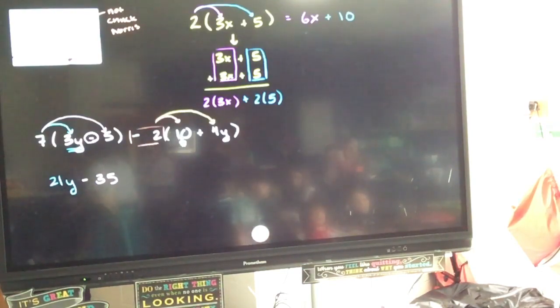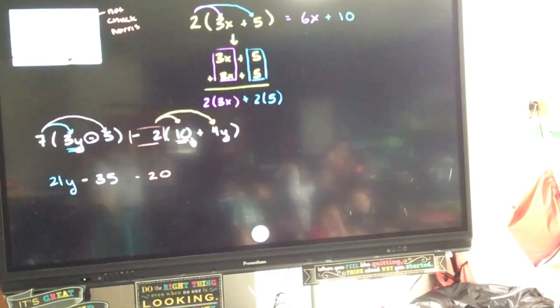So negative 2 times 10 is negative 20. It's minus 20 right over here. And then negative 2 times 4y, negative 2 times 4 is negative 8, so it's going to be negative 8y. So let's write minus 8y right over here. And are we done simplifying? Well, no, there's a little bit more that we can do.